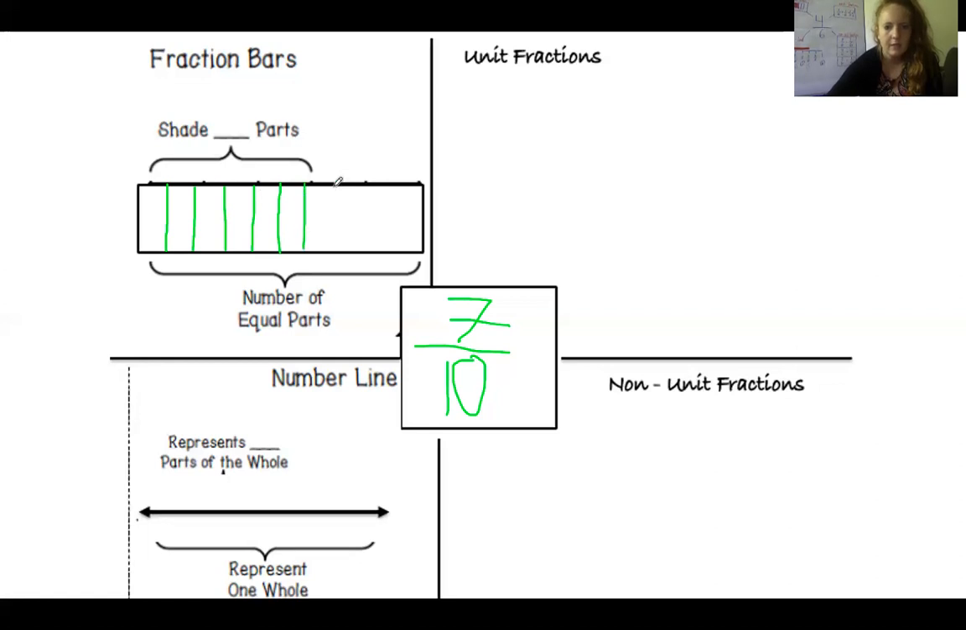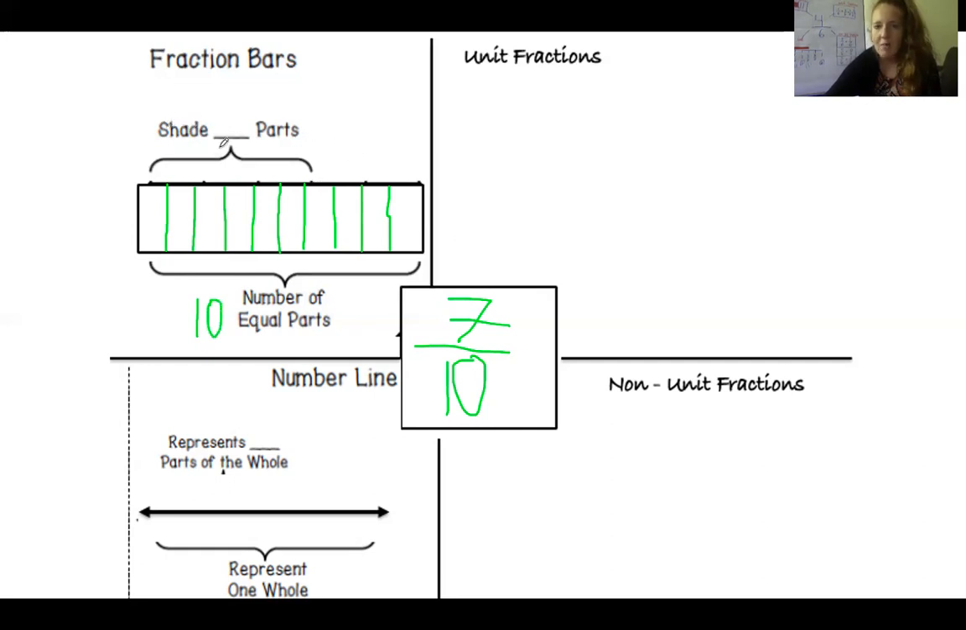6, 7, 8. 1, 2, 3, 4, 5, 6, 7, 8, 9. So I just need one more line down. 10. Let's double check. 1, 2, 3, 4, 5, 6, 7, 8, 9, 10. Perfect. Now I know that there are 10 equal parts in my whole bar.